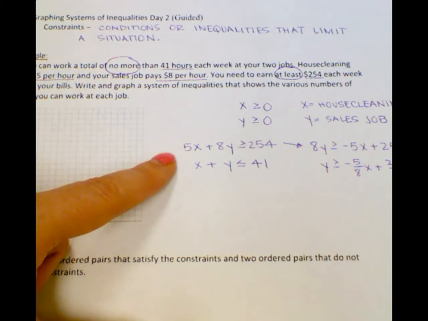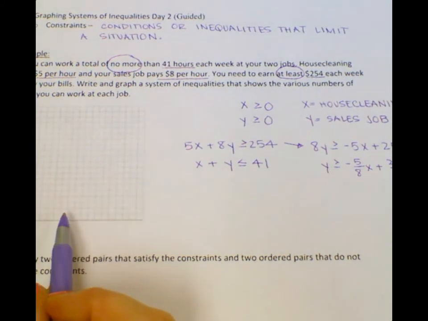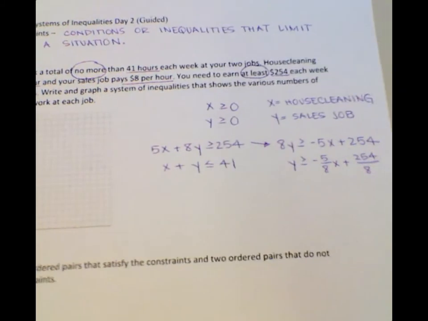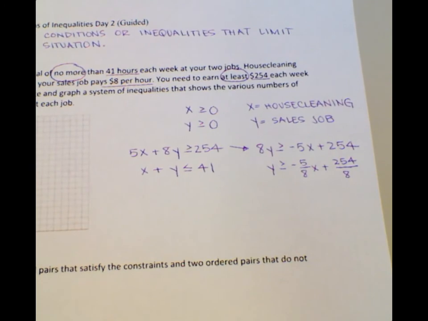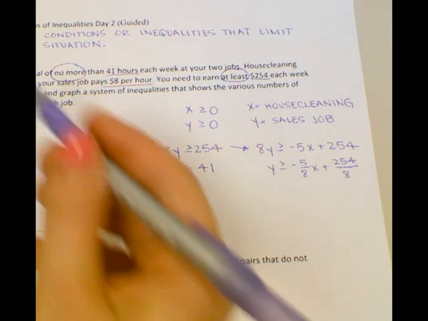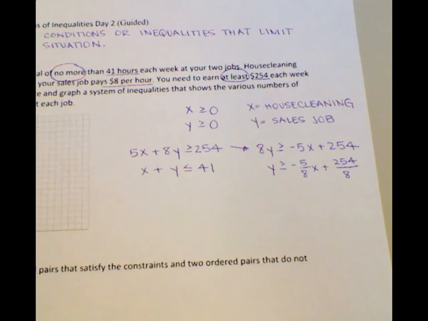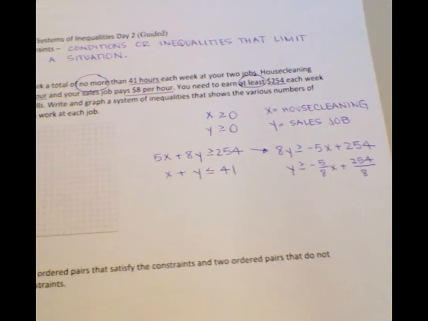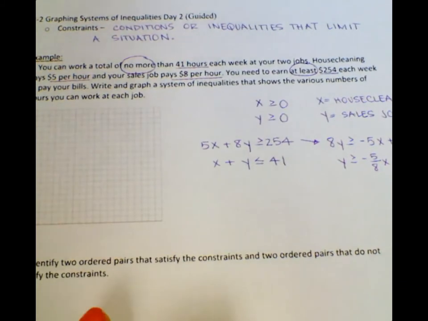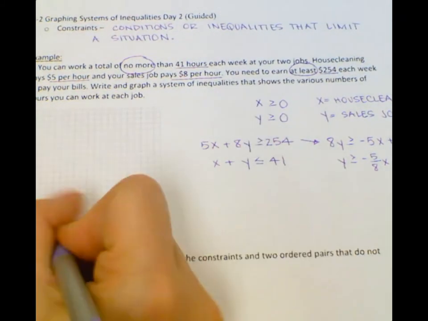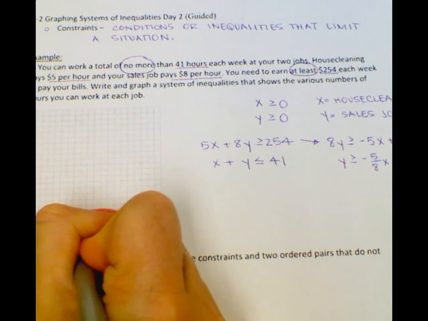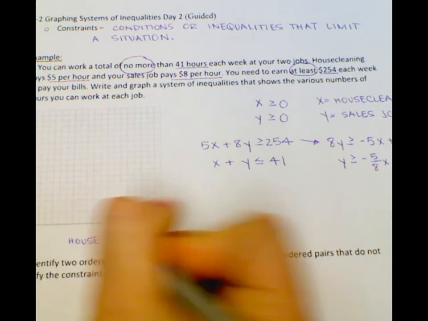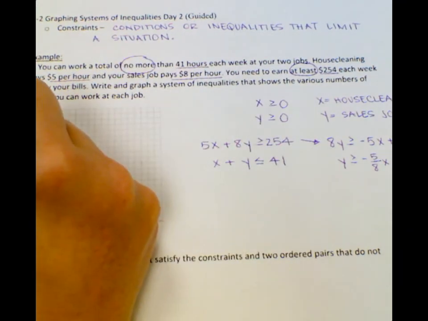Now, when you come over here to this graph, it is not going to be set up to go down 5 over 8, because what we'll end up doing is we'll have our house cleaning down here, and we'll have our sales job over here.